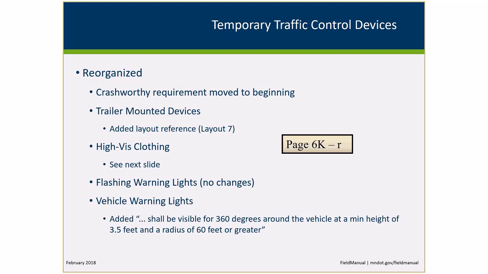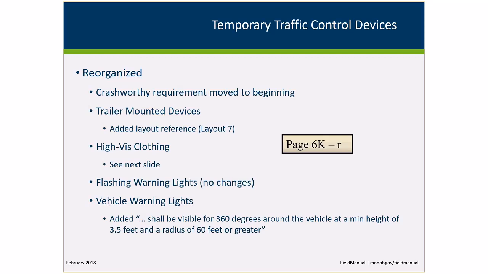No changes were made to the flashing warning lights. But for the vehicle warning lights, we talked about the requirement in the previous field manual, but we never really gave what the criteria for them ought to be. MnDOT has had this criteria for vehicle warning lights for at least a decade. The Minnesota committee liked this language, so we adopted it for the overall field manual: vehicle warning lights need to be visible 360 degrees around the vehicle at a minimum height of 3.5 feet, which is the driver's height when sitting in a car generally, and a radius of 60 feet or greater.